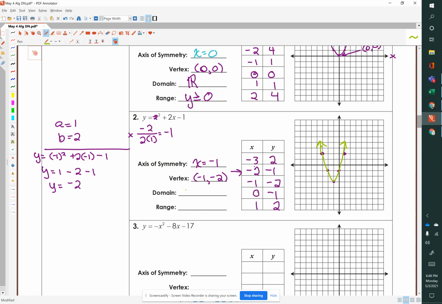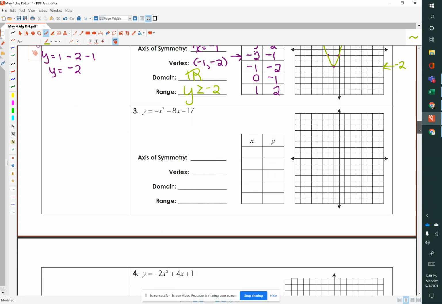So the domain is definitely all real numbers, and the range is such that all the values are greater than y equals -2. Okay, so y is greater than or equal to -2. Right, let's go on to number 3.